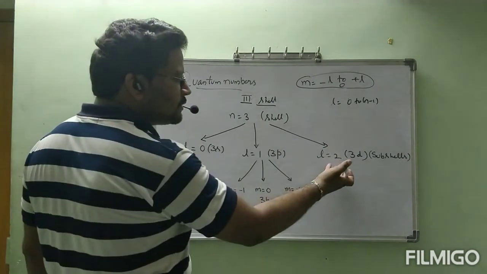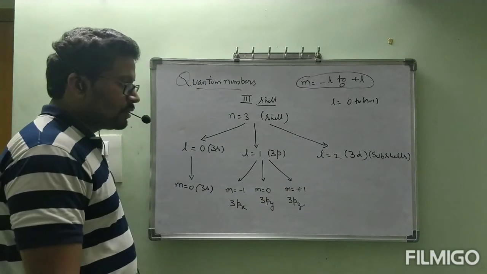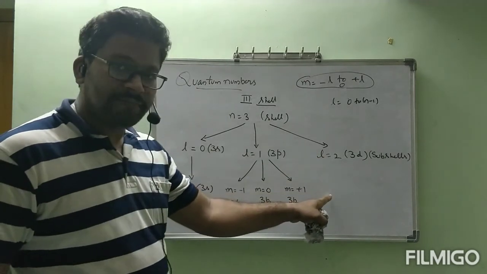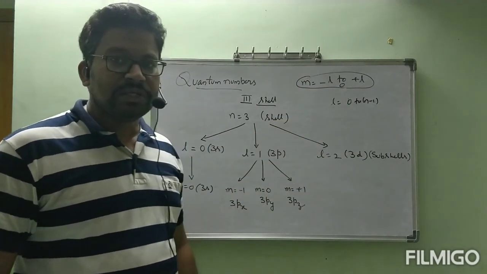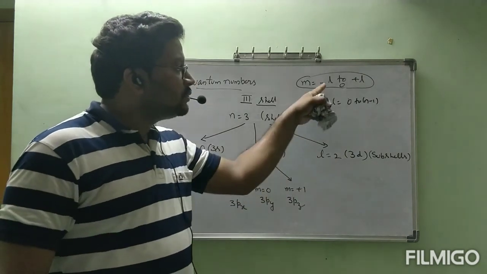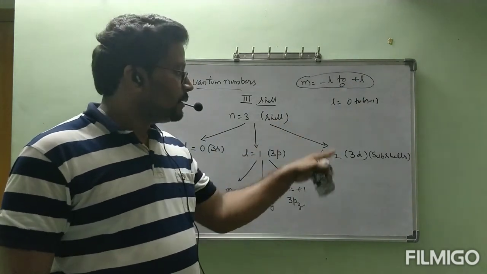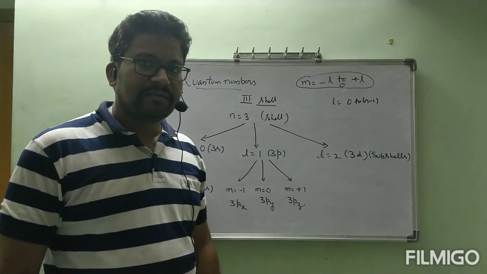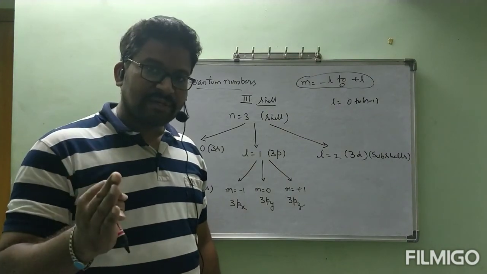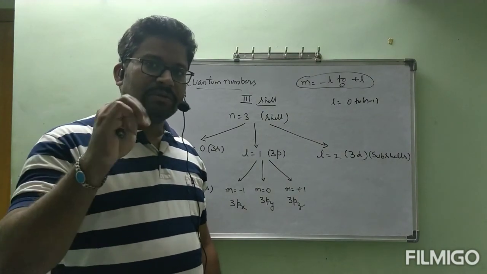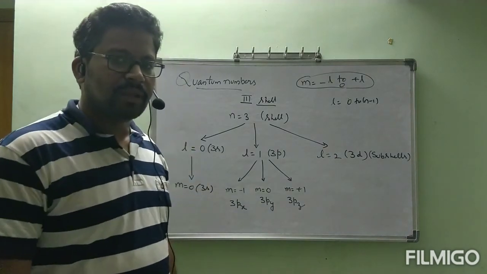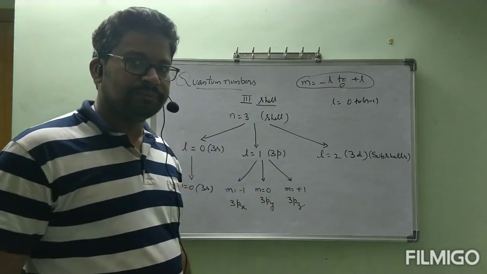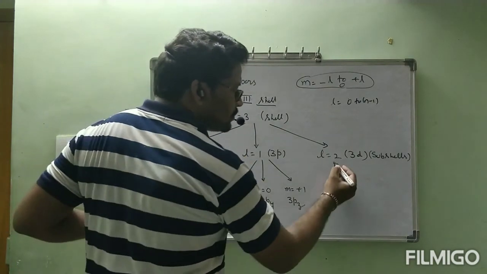Now, coming to L is equal to 2. What about m values? Minus L to plus L, including 0. So, minus 2 to plus 2, including 0. What are the values? Minus 2, minus 1, 0, plus 1, plus 2. Totally 5 values are there.